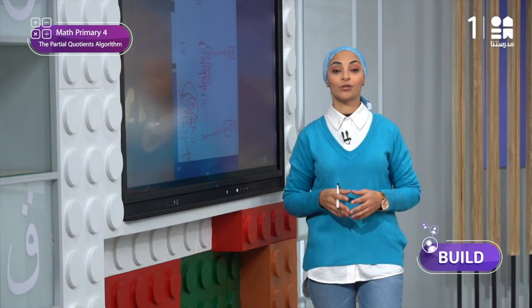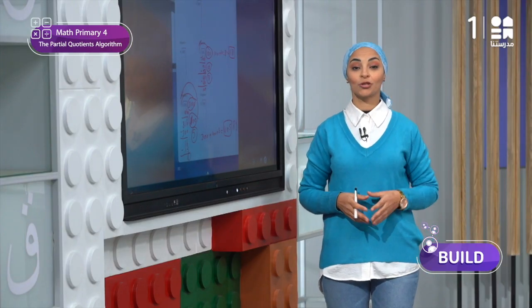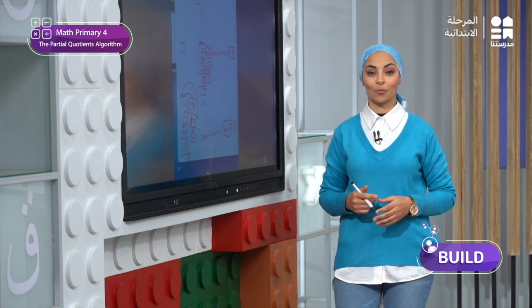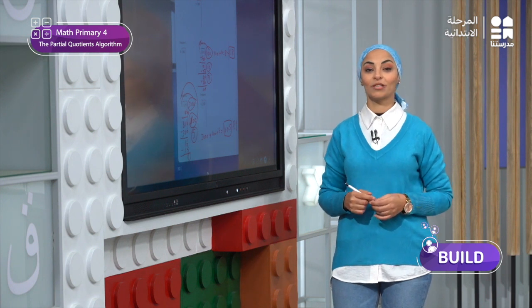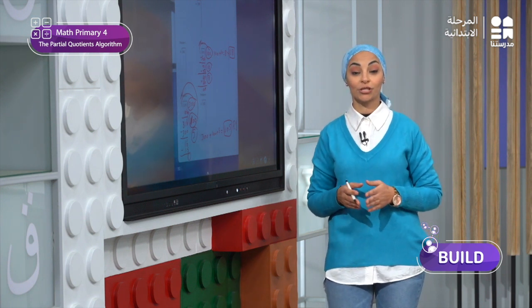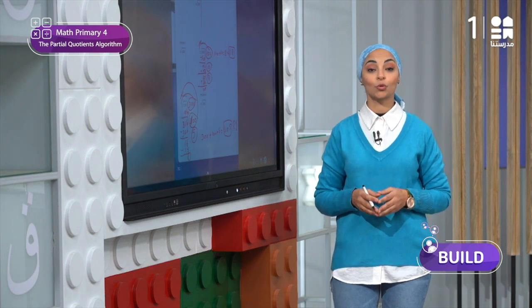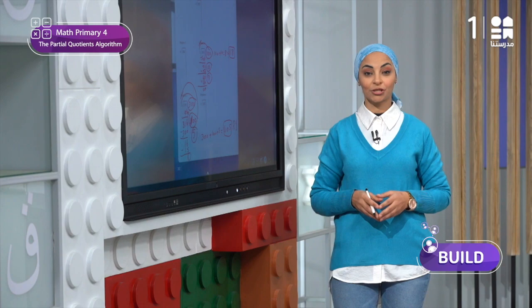Okay, now I'll give you time to answer problem number 4 to practice the new way we have learned today to solve the division problems. Today, we have learned how to use the partial quotient algorithm, and in the previous lesson we also learned how to use the area model for division.